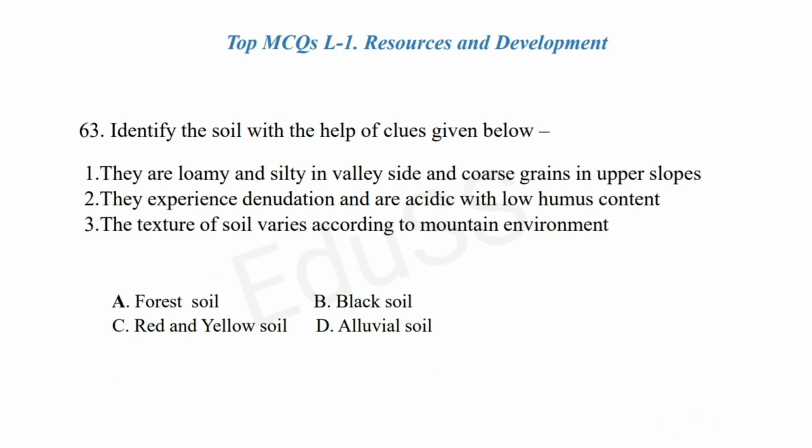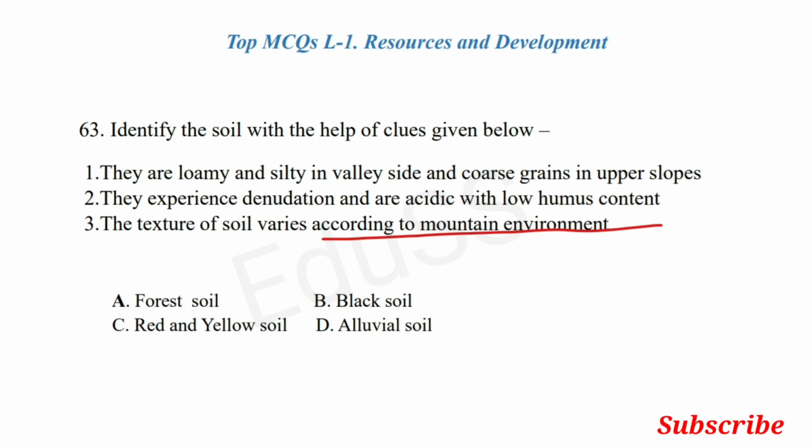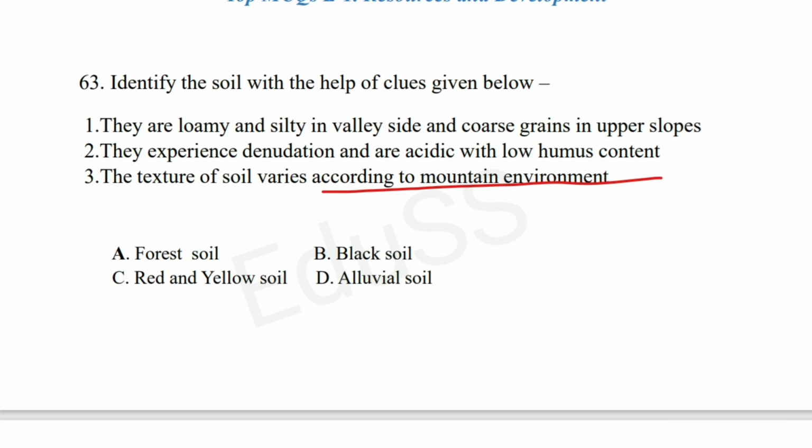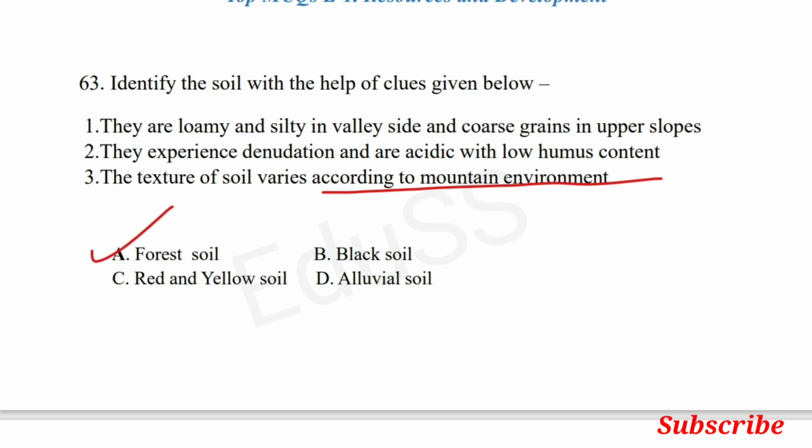Identify the soil with the help of the clues given below. They are loamy and silty in valley side and coarse grains in upper slopes. They experience denudation and are acidic with low humus content. The texture of the soil varies according to mountain environment. Now this statement is giving you the clue that this is found in the mountain environment and it is forest soil. Which soil is it? Forest soil.